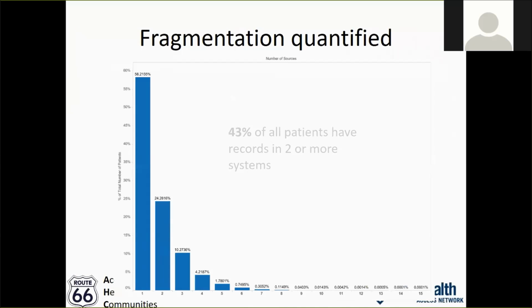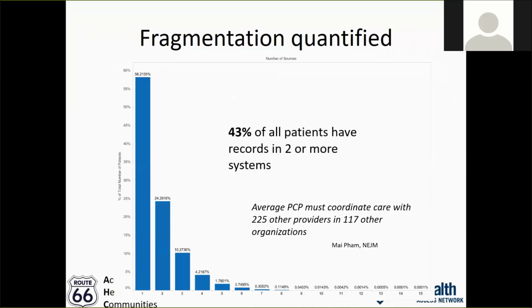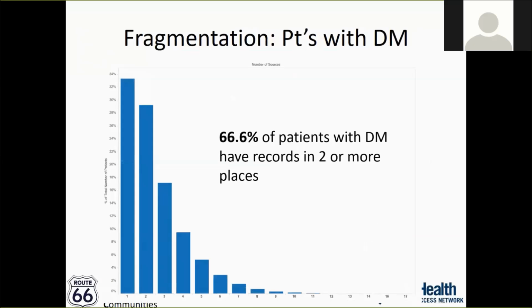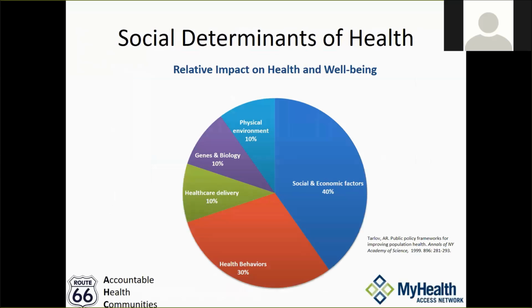So here in healthcare, we know that in Oklahoma, nearly half of all patients have records, like medical records, in 2 or more health systems. And this is confirmed by Medicare, that has recognized that the average primary care doctor has to coordinate care with 225 other providers in 117 other organizations. If you add 1 chronic disease to the mix, these numbers climb quickly. Like 2/3 of patients with diabetes have records in 2 or more places.